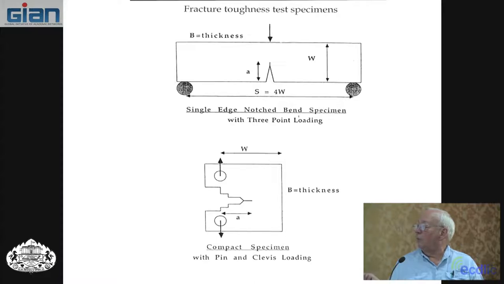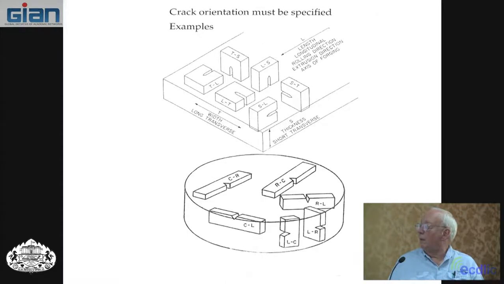Okay, so to test these two specimens, you need fixtures. Fixtures for a tension type are called pin and clevis. Fixtures for a bend type are called bend fixture. A very, very novel name. Before I show you fixtures, the other thing you have to do is say the direction that you've taken the specimen out of the product form, because the direction does make a difference in toughness.